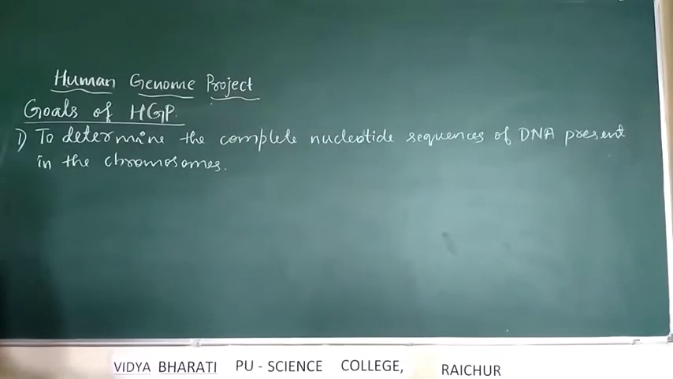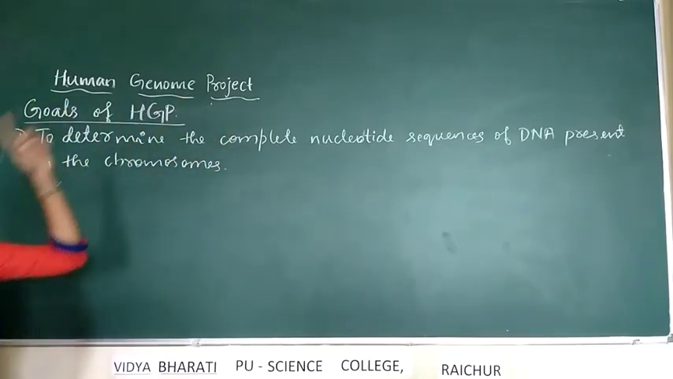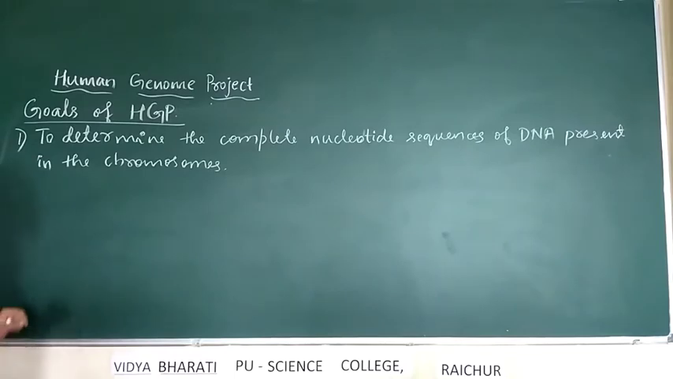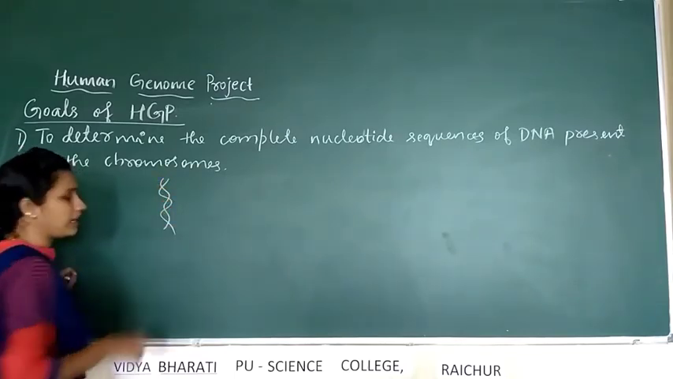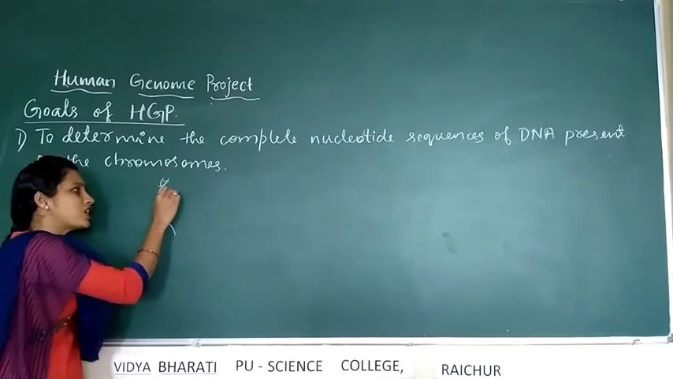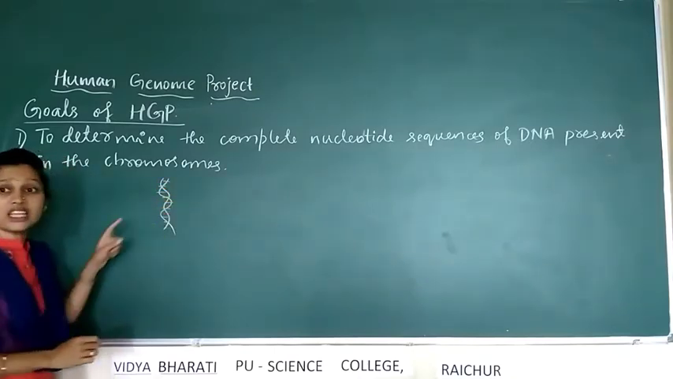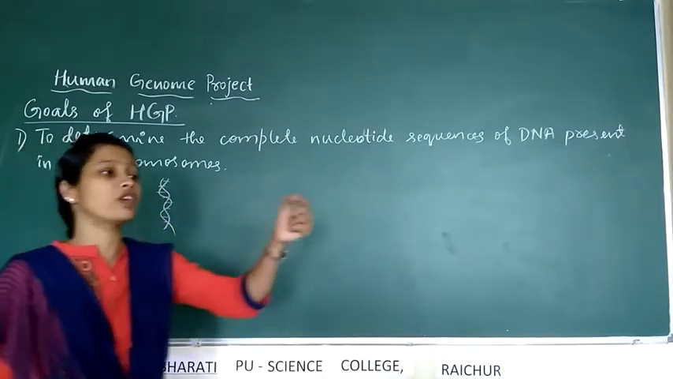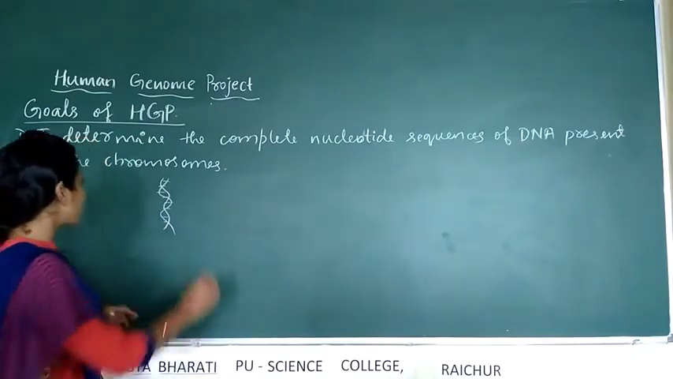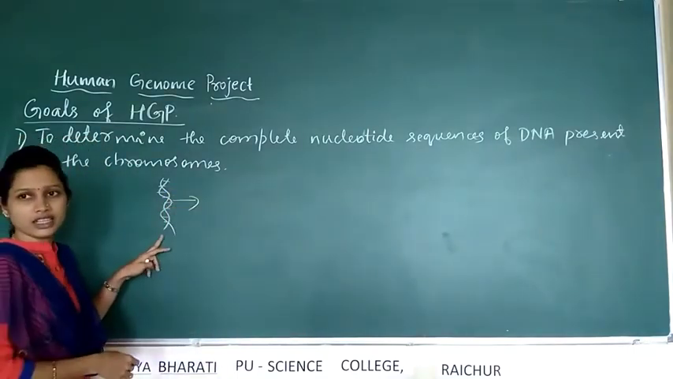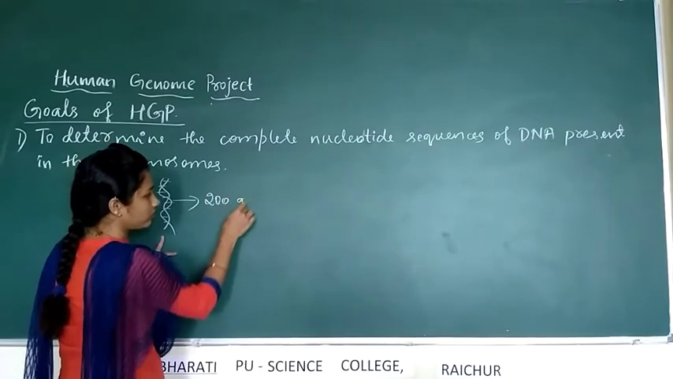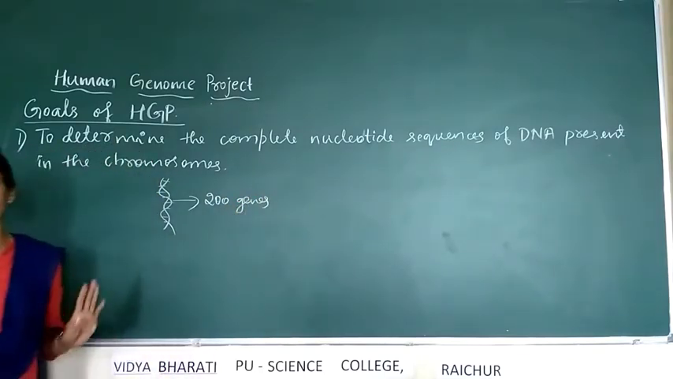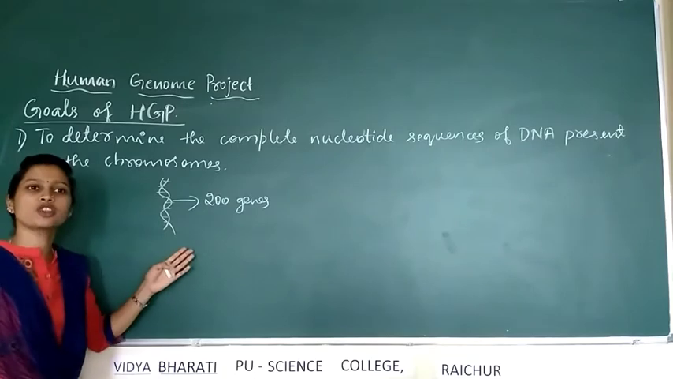DNA is a polymer of deoxyribonucleotides, right? To determine the complete nucleotide sequences of DNA means, consider one DNA, then many genes are present in this DNA, right? What are the nucleotide sequences of a particular gene? Consider, for example, a DNA which contains around 200 genes. It is always present in thousands.